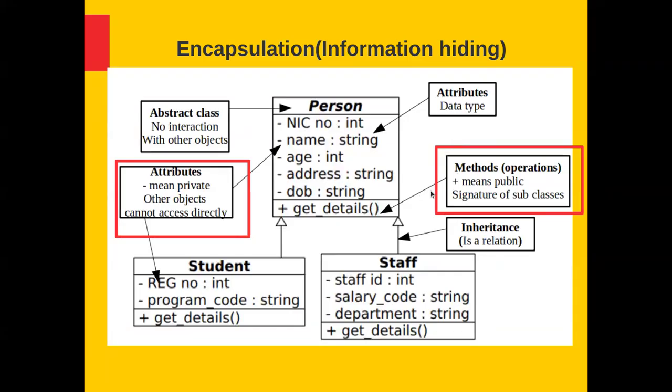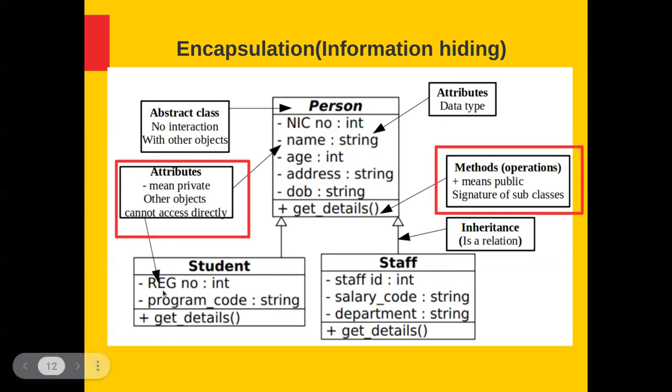Now, methods, operations. Plus means it is public. This is a relationship, an is-a relationship to person. The student is a person. Staff is a person. So it is a relationship. Here you can see it is inheritance.